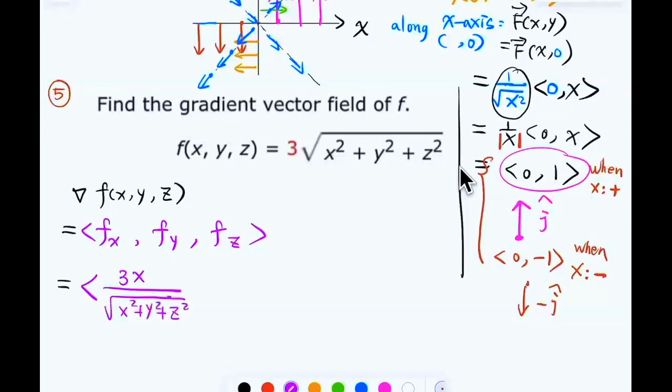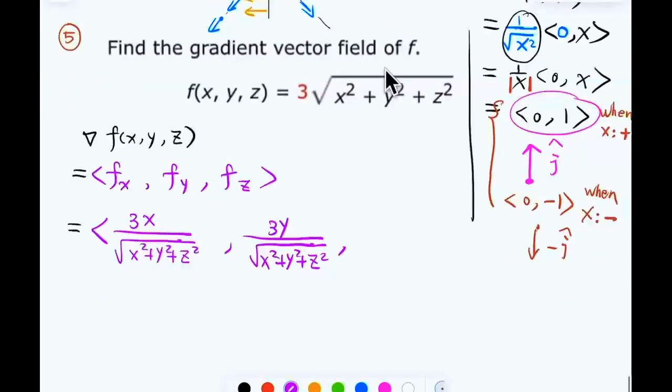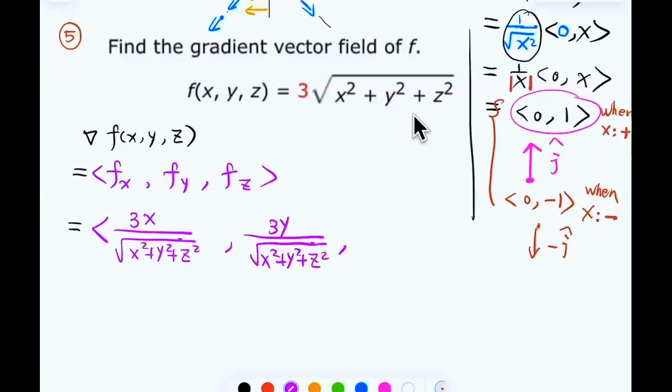Okay, good. Similarly, what will be the partial derivative with respect to y? Okay, good. And then the partial derivative with respect to z? Yes, you got it. Good job. So for the gradient vector field here, you just take the partial derivatives with respect to x, y, and z correspondingly in each component. And that's the gradient vector field. Okay? All right, so that's all for today.